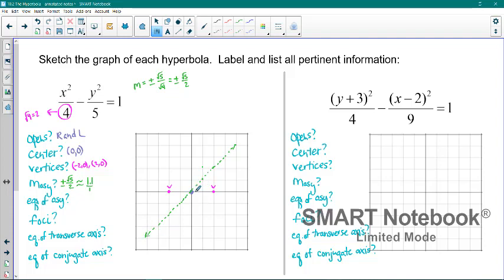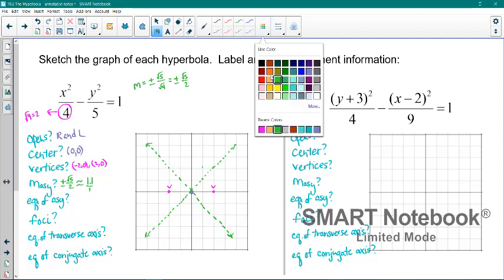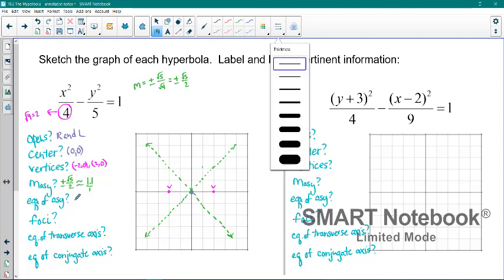There is a positive and a negative version of that, so I'll go up 1.1, left 1.1 as well. I could go down 1.1 and right, and I will sketch in this asymptote. Okay, so we've got those graphed. The next thing we're asked about is the equation of the asymptote. So the equation, remember we're going to use point slope form.